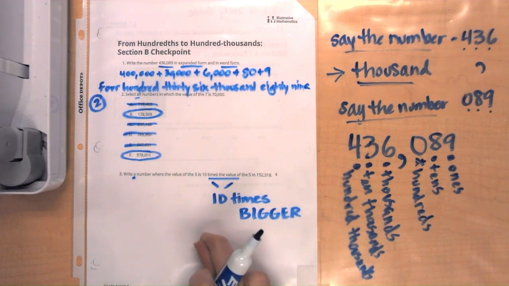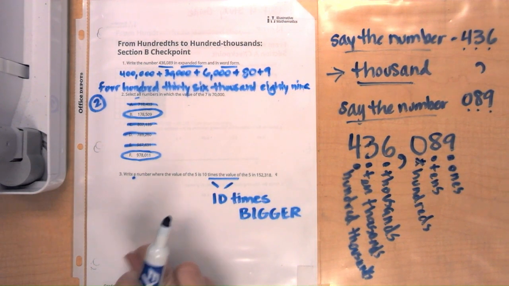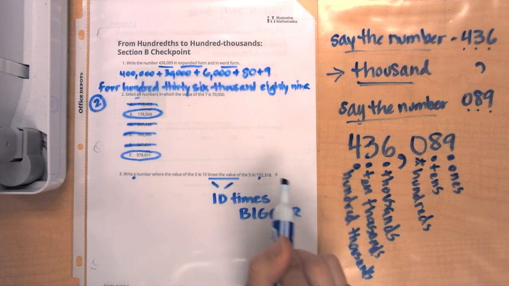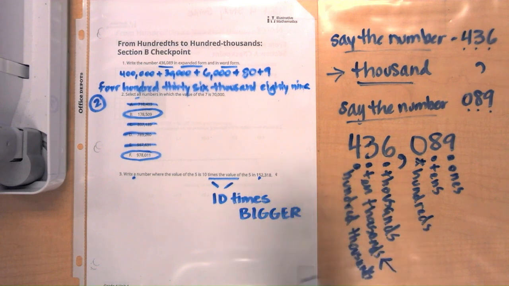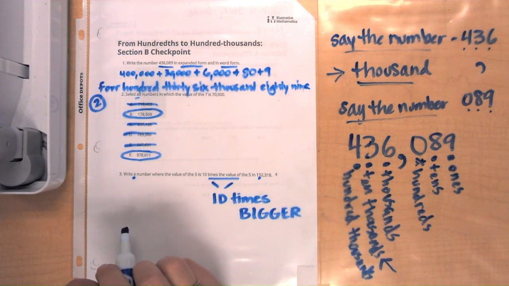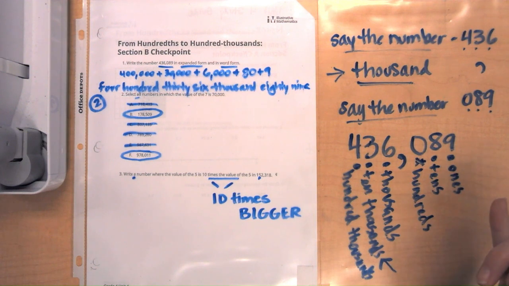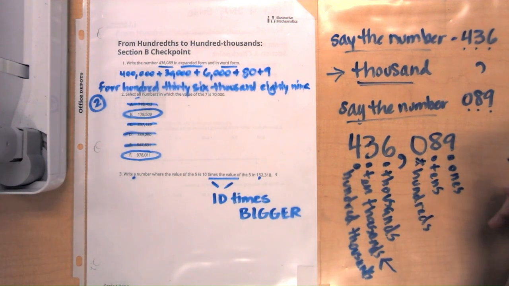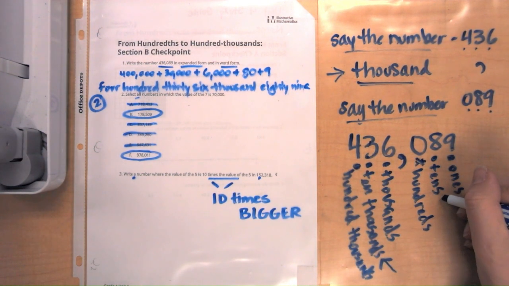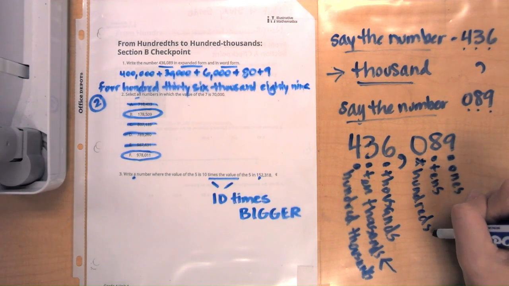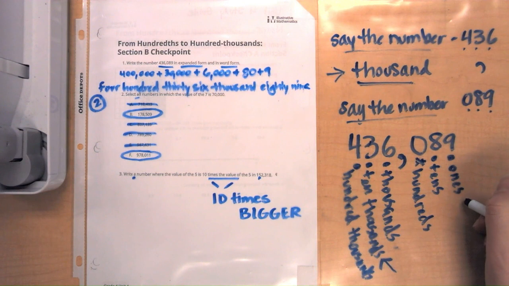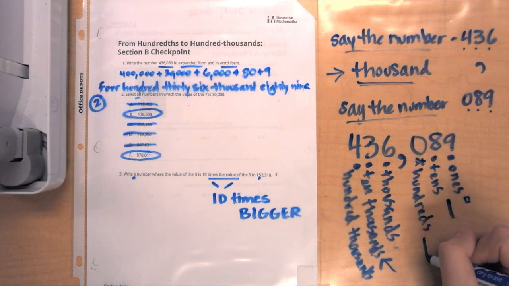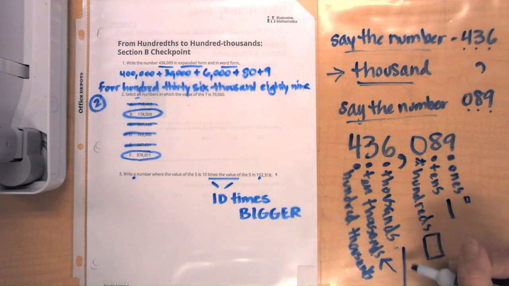So any number I want where the value of the 5, so the value of the 5 in here is in the 10,000s place. So if I want a 5 that is 10 times bigger, we know that from 1 to 10s is 10 times the value, 10s to hundreds is 10 times the value, hundreds to thousands is 10 times the value, thousands to 10,000s is 10 times the value, because we know that how many ones does it take to make a 10? 10. How many 10s does it take to make 100? 10. How many hundreds does it take to make 1,000? 10. Think about those models that we have. Ones, tens, hundreds, thousands.